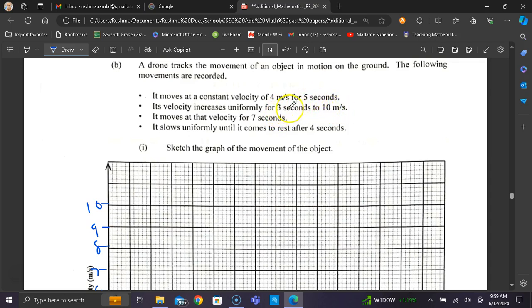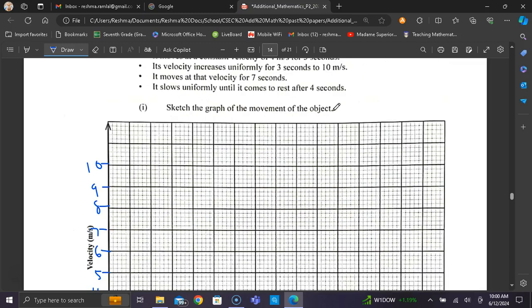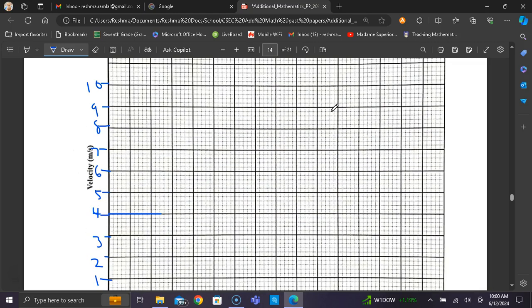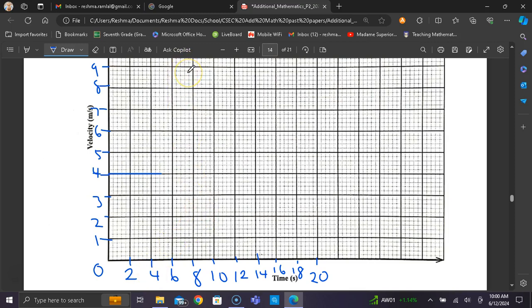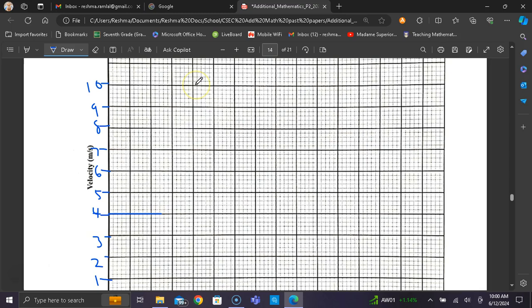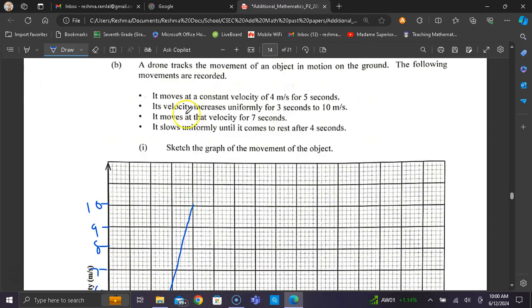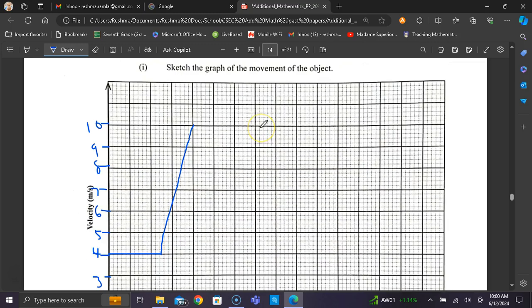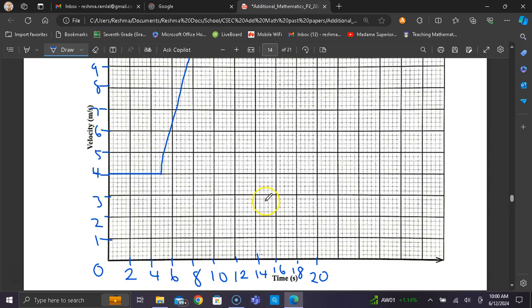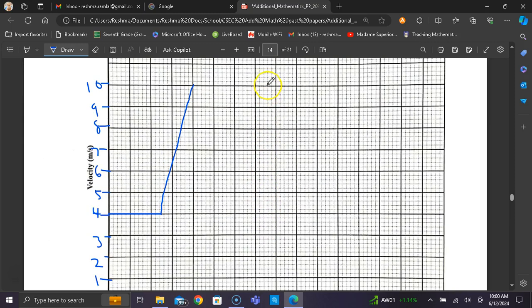So 5 and 3, up to 8 seconds. So it increases its speed to 10 meters per second. So up to 8 seconds will be up to this line here. So this is the next point. So that's the next part of the journey. Then it moves at that velocity for 7 seconds. So 8 and 7, 15. So up to 15 seconds, it keeps that same velocity. 15 is midway between 14 and 16. So up to this point, it maintains that 10 meters per second.